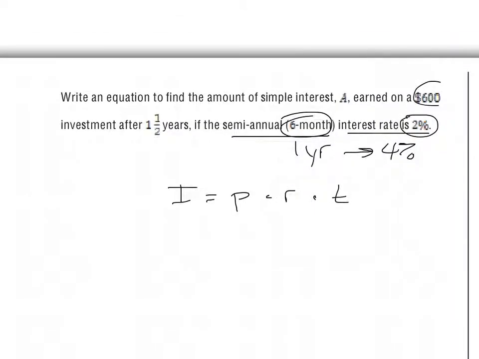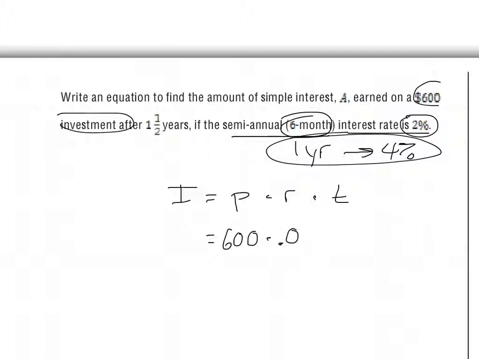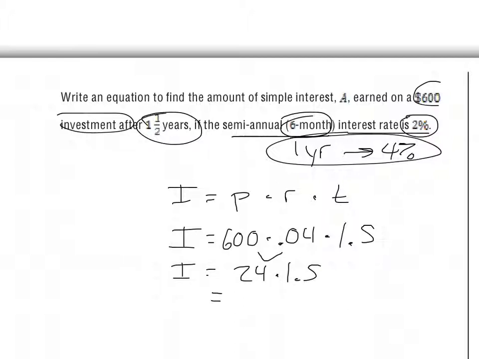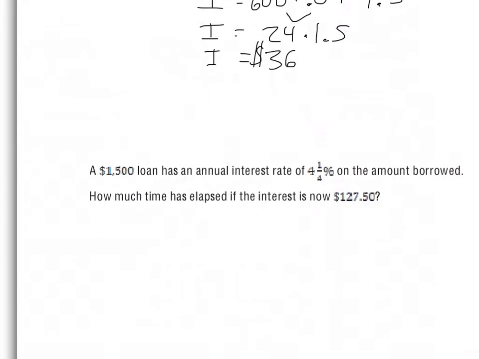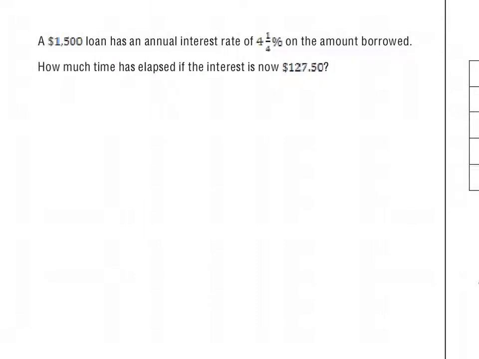So on this we have a $600 investment. That's $600. Our rate we found for the year is 0.04, and our time in years is 1.5. When we start multiplying this out, this is going to give me 24 times 1.5, which is going to give me $36. And finally, this one I want you to go ahead and set up and do on your own, and then we'll check back in when you're done.